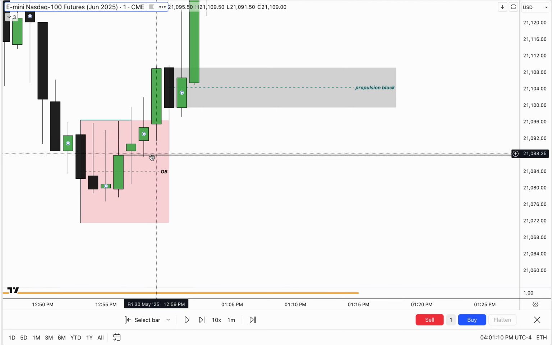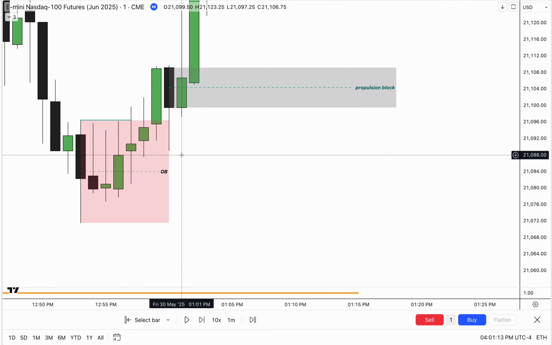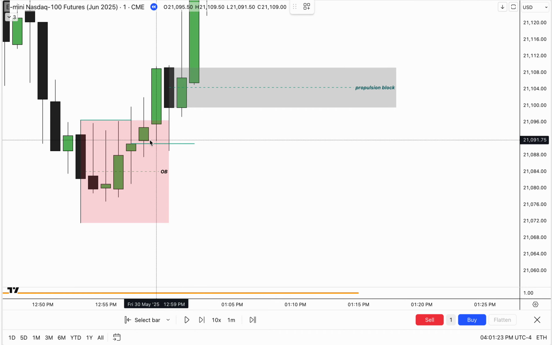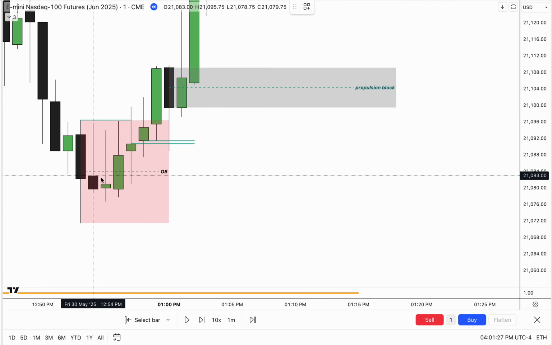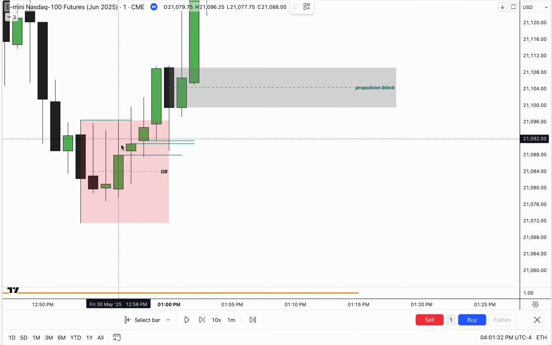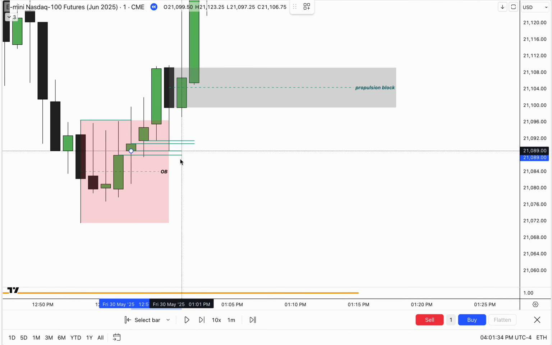Okay. You can use these types of PD arrays early in the trade. Not even to get in, but just to visualize, hey, price is actually bullish right now. Price action is bullish. We're respecting these volume imbalances. We're respecting these order blocks. Price is showing me bullish signs. Like, let me try and get in somewhere.